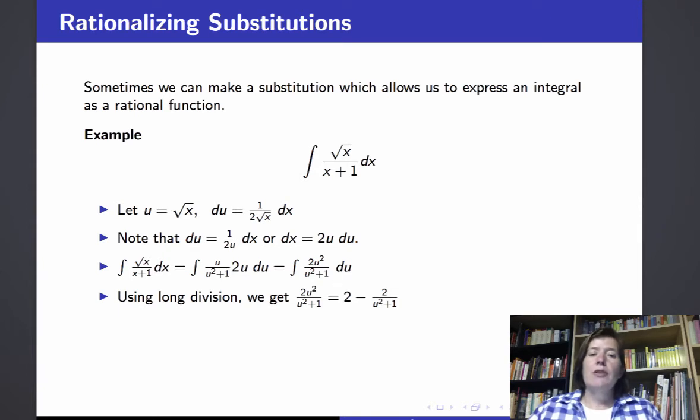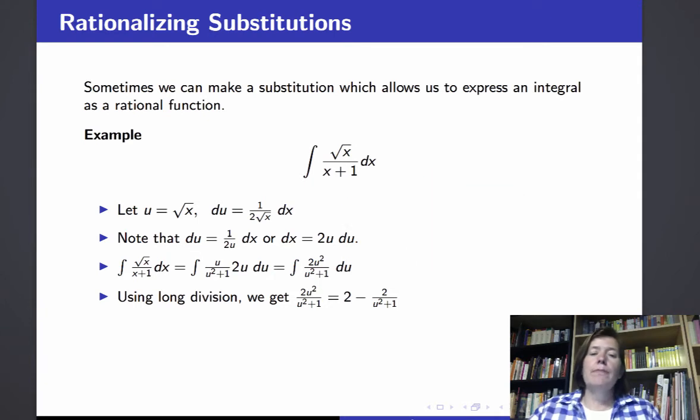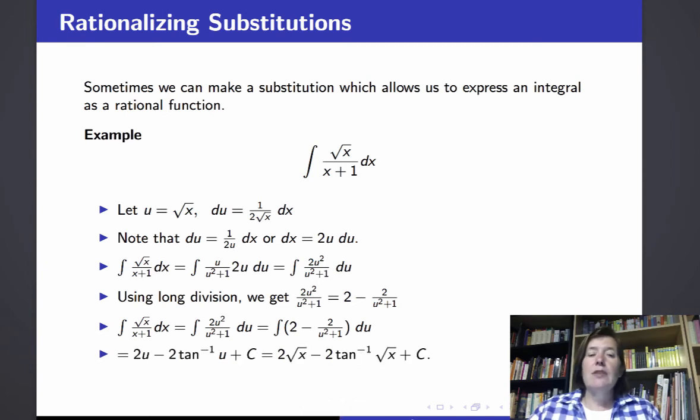It's not a proper rational function, so I first have to use long division. We get 2u squared is 2 times u squared plus 1 minus a remainder of 2. And of course this means 2u squared over u squared plus 1 is 2 minus 2 over u squared plus 1. Now the integral of 2u squared over u squared plus 1 du is the integral of the right-hand side here, which is the integral of 2 minus the integral of the proper rational function 2 over u squared plus 1. But these are both relatively easy at this point.